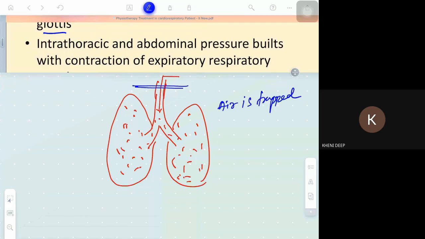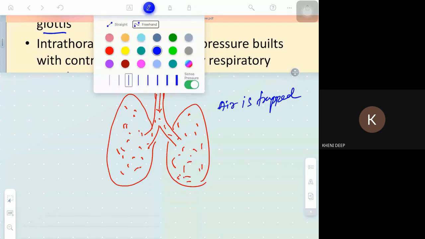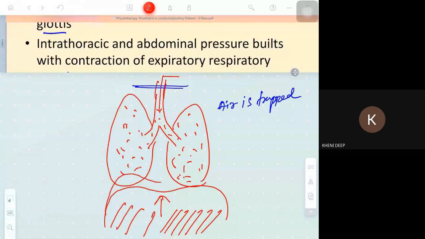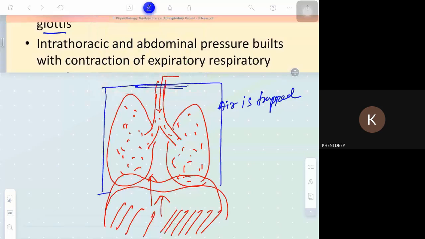The second phase begins. What happens in the compression phase? The diaphragm goes up. Why? Because you are contracting abdominal muscles. The diaphragm is now pushed up. Now what happens? What happened to the thorax? Intrathoracic pressure increases. Clear? Already the air is trapped.